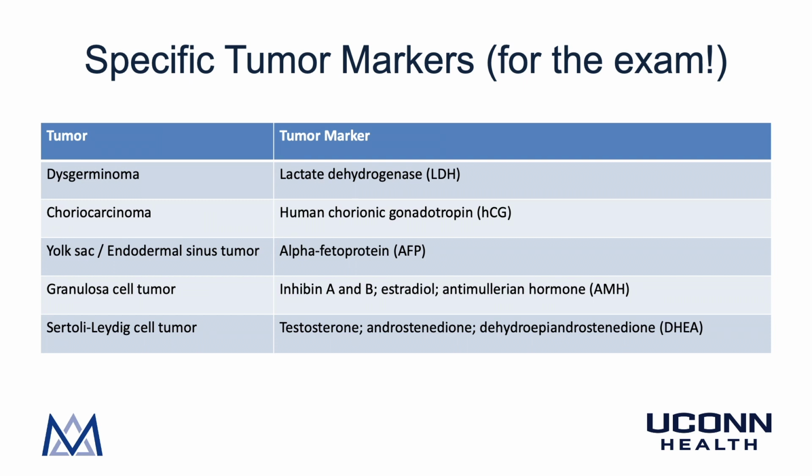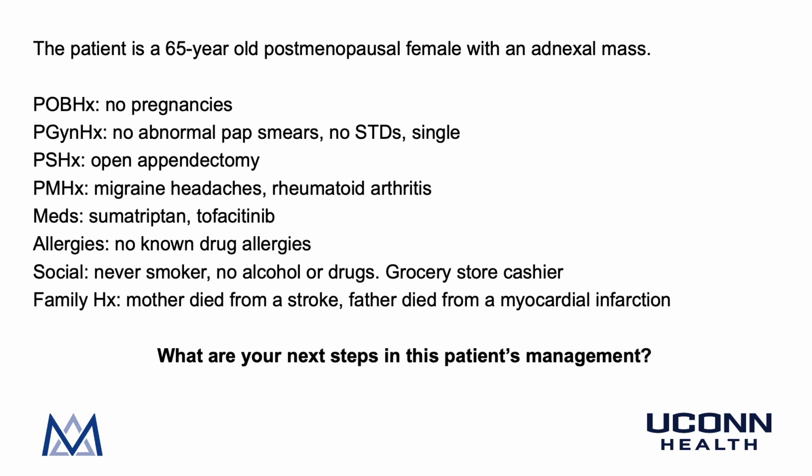Now let's get back to finding out about our patient, AE. Okay, so it turns out AE is a 65-year-old postmenopausal female with an adnexal mass. Here are her histories. Her previous obstetrical history, she's never been pregnant. Her previous gynecologic history, she has no abnormal pap smears, no STDs, and she is single. Her previous surgical history includes an open appendectomy.